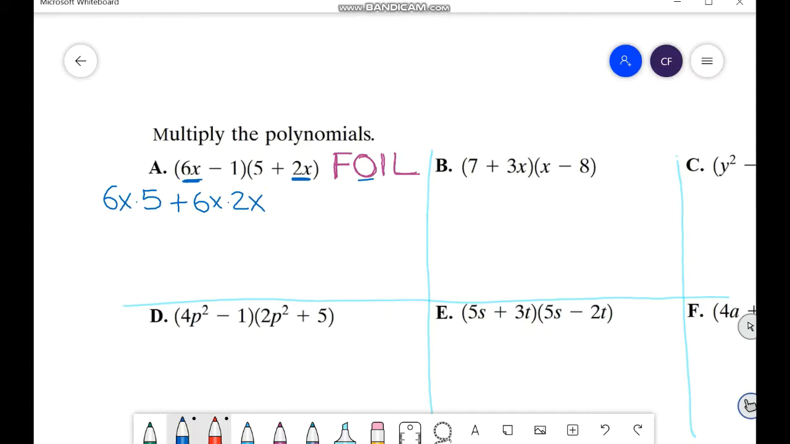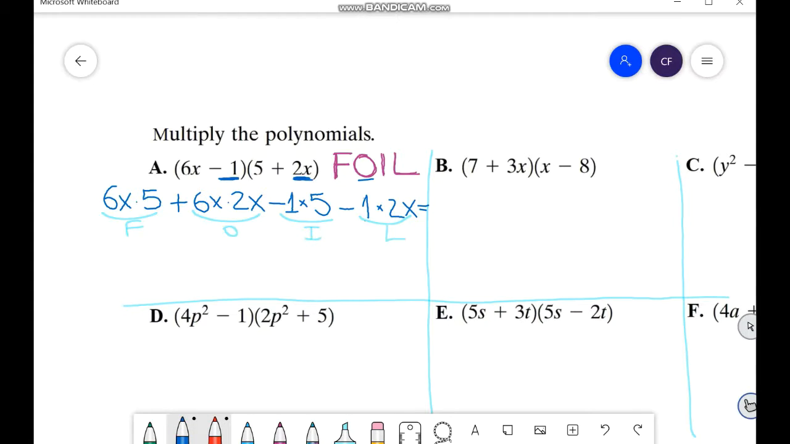The next one is I. I means inner. And the inner terms are -1 and 5. That means -1 times 5. And L stands for last. And the last ones that we have is -1 and 2x. -1 times 2x. Okay? Again, first, outer, inner, last.